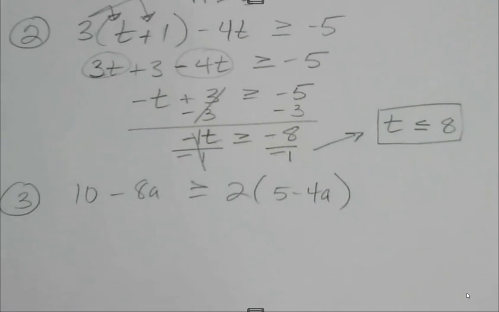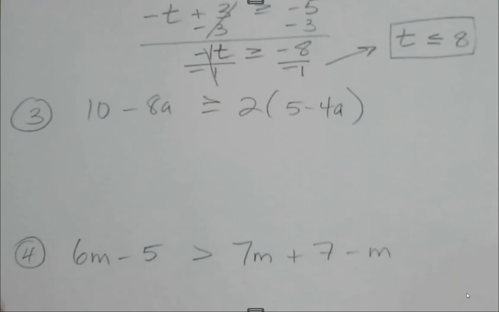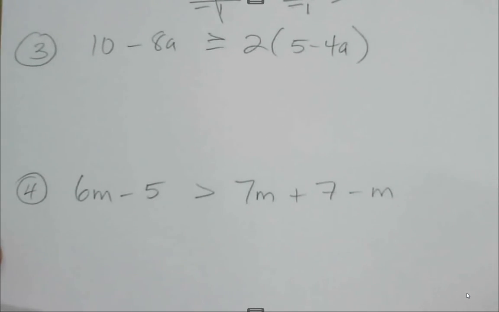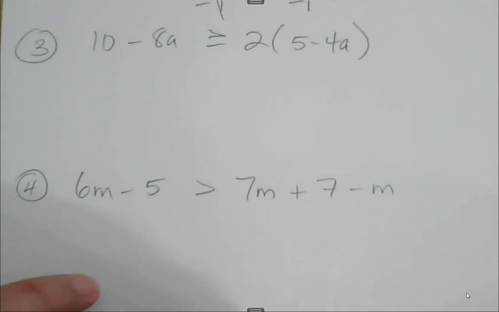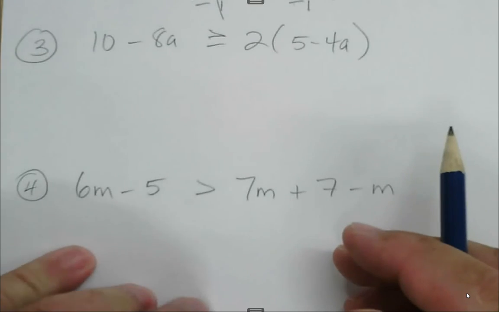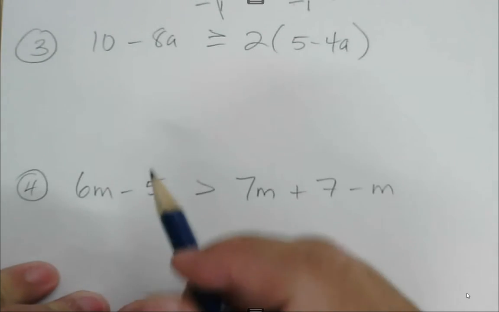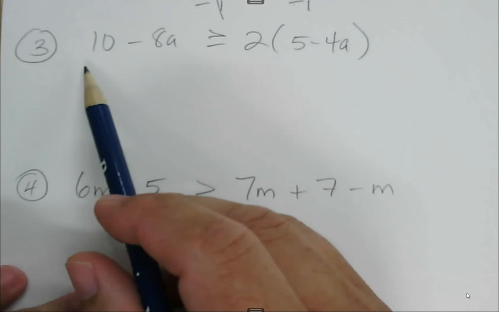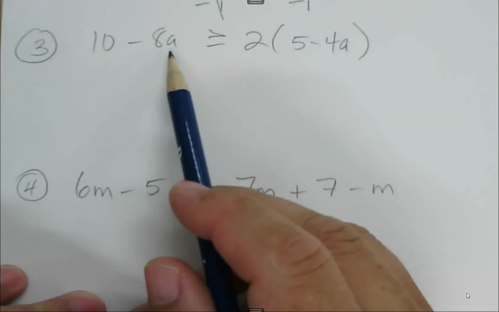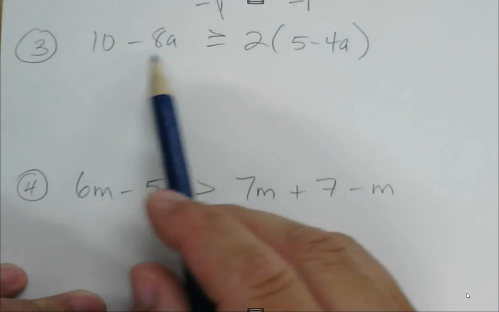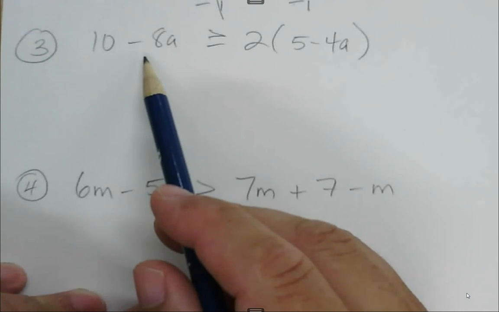Okay, so now let's move on to number 3 and 4. Number 3 and 4 are kind of special cases. And so we'll kind of discover that as we go through. And this is something that you're going to encounter as well on this particular practice. So number 3, we've got 10 minus 8a. We can't really do anything over here because those are not like terms, so we just kind of have to leave them the way they are.